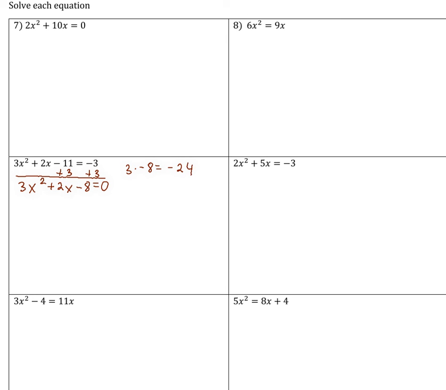And of course, that is going to give us, now I'm going to bring back the x for a particular reason here. That is going to be negative 4 and a positive 6. So now we're going to write this as x minus 4 and x plus 6.